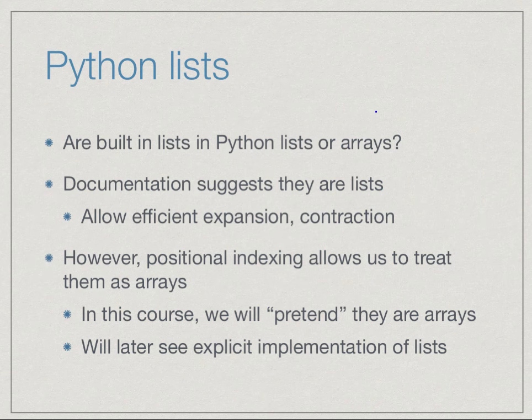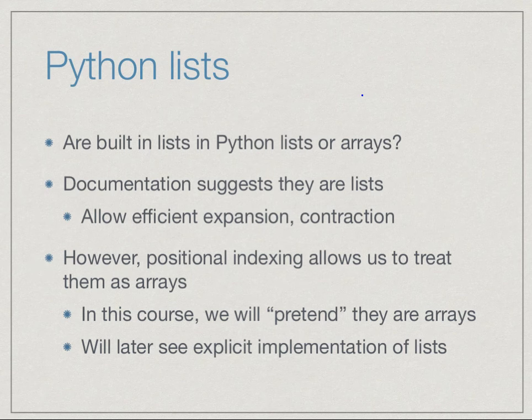So having discussed this abstractly, we are of course working in the context of Python. So the question is, are built-in lists in Python lists as we have talked about them, or are they arrays? Actually, if you look at the Python documentation, it would suggest that they are lists, because you do have these expansion and contraction functions. So we saw we can do an append, or we can do a remove of a value, and so on. So they do support these flexible things which are typical of lists.